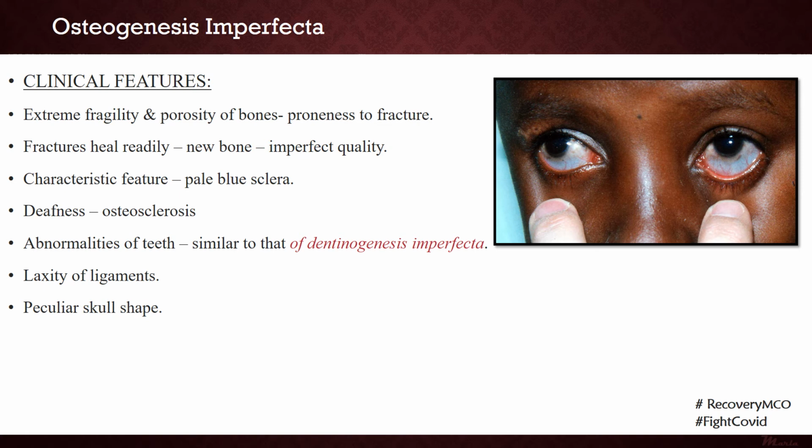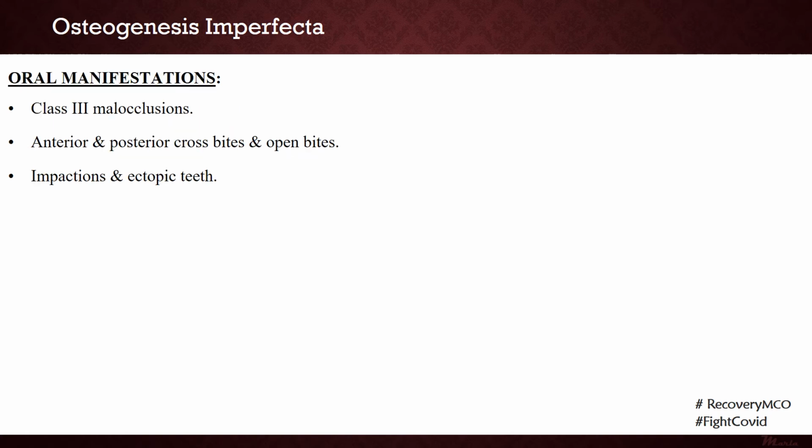Abnormalities of tooth may also be seen in osteogenesis imperfecta, which are similar to dentinogenesis imperfecta. There will be increased movement of the ligaments. The skull shape may be affected. Oral manifestations in case of osteogenesis imperfecta will include first dentinogenesis imperfecta. Apart from that, we may see class 3 malocclusions, anterior-posterior cross bites and open bites, impactions and ectopically formed teeth.